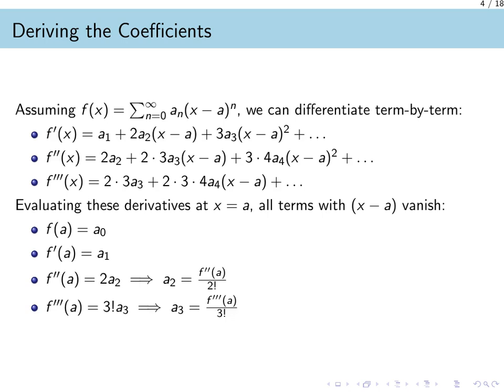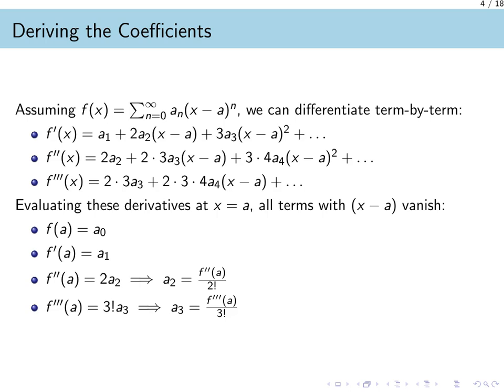Now consider the first derivative, f prime of x. When we evaluate this at x equals a, again, all terms with an x minus a factor disappear. We find that f prime of a is simply equal to a sub 1. Moving to the second derivative, f double prime of x, evaluating at x equals a, leaves us with the constant term 2 times a sub 2. Rearranging this gives a sub 2 equals f double prime of a divided by 2 factorial.